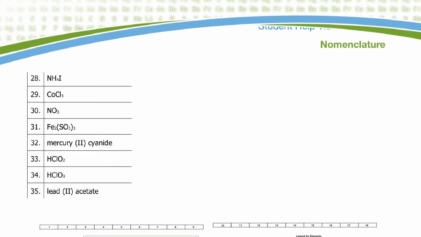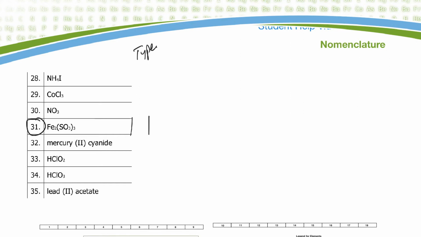Now here's a question where you're asked to determine the name for this compound. Okay, I'm doing number 31. So there's an iron in it and a sulfite in it. One of the columns, I deleted them, but one of the columns says what type of compound this is.